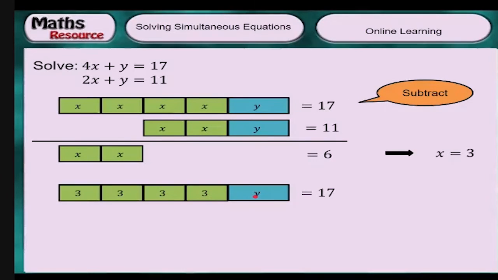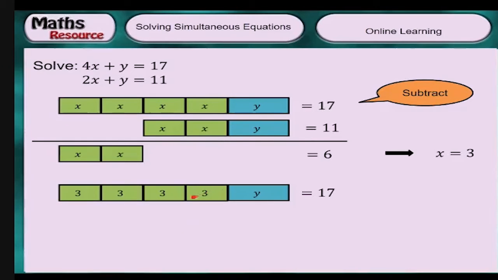That just leaves y on its own, equals 17, just like that. What I could have done is taken the bottom one and replaced these two x's with 3, so 3 plus y equals 11. Doesn't matter, yeah? I've just chosen the top one for this example. So I've got 3's where the x's were, and a y.